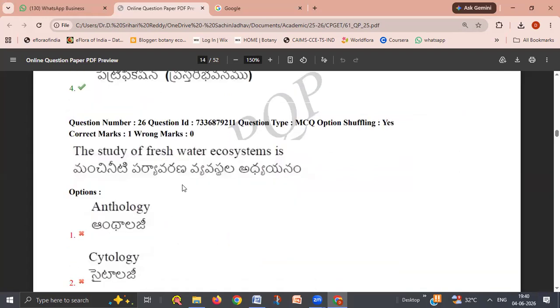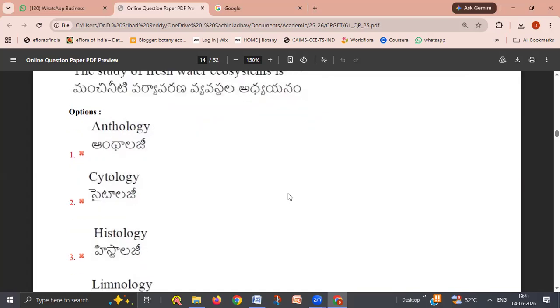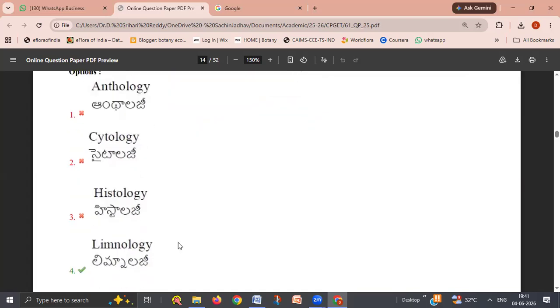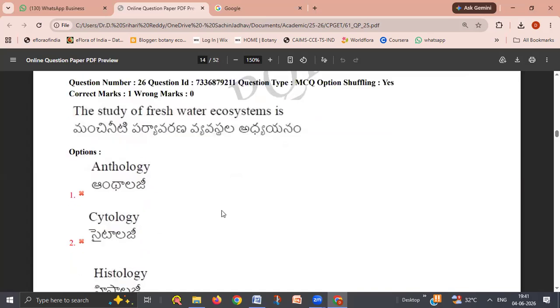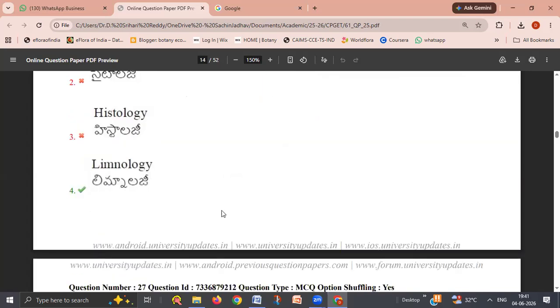And the next question is, the study of freshwater ecosystem is. What is the study of freshwater ecosystem? That is called limnology. Limnology is the study of the freshwater ecosystem. The plants that grow in freshwater ecosystems are called hydrophytes. So that study is called limnology.